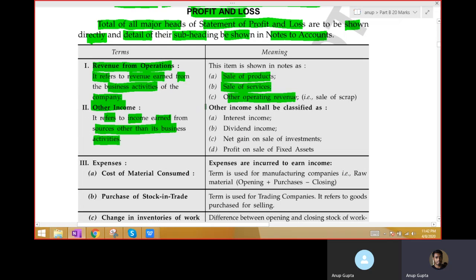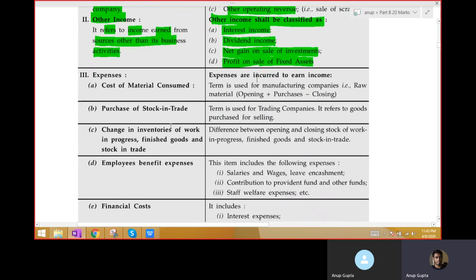So that will be considered as other income. Other income shall be classified as interest income that you get from other investments, dividend income if you have purchased shares in some other company, net gain on sale of investments, and profit on sale of a fixed asset. These are other income because selling a fixed asset is not a regular business. Therefore, if you sell it by chance and get a profit on that, it will be shown in other income.